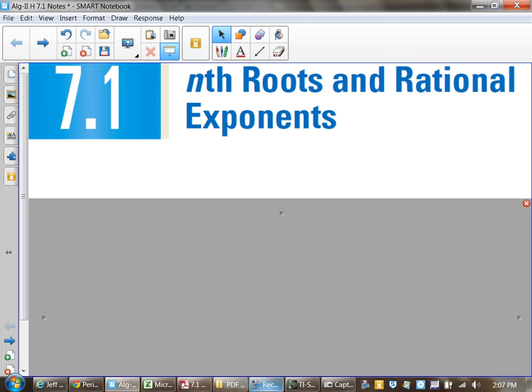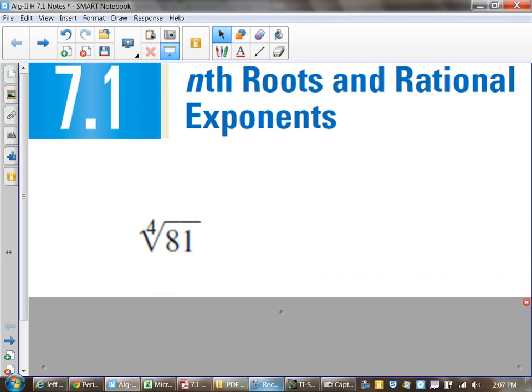So we have nth roots and rational exponents. What we're talking about today is rewriting things going in two directions. We're going to talk about what nth roots are, and then what our rational exponents are given the nth root. And it's really not all that complicated.